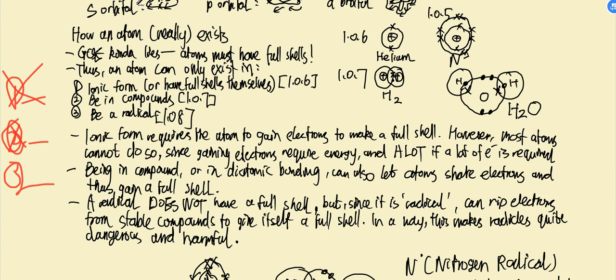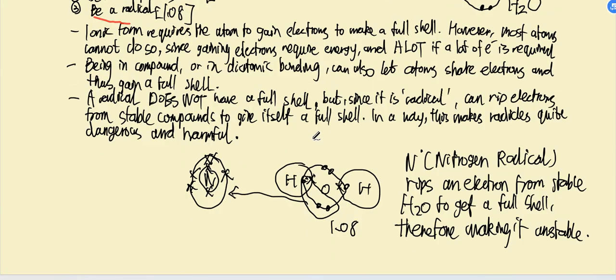The thing is, the atoms must, except if they are radicals, which I'll tell later, they must have a full shell, because they're happy that way. If it doesn't, it'll become a radical, which is number 3. Radicals actually rip electrons from other stable elements, which is bad because it makes them unstable. Like the nitrogen radical rips an electron from a stable H2O to get the full shell, therefore making it unstable. Well, you probably can understand that, can't you?